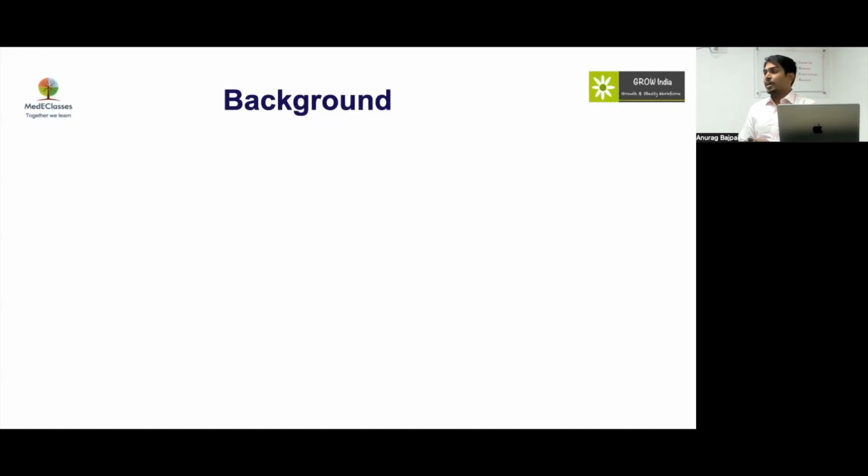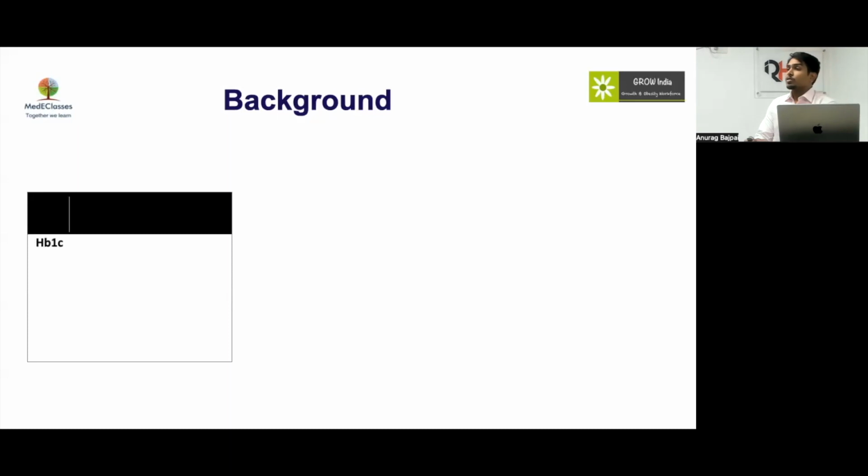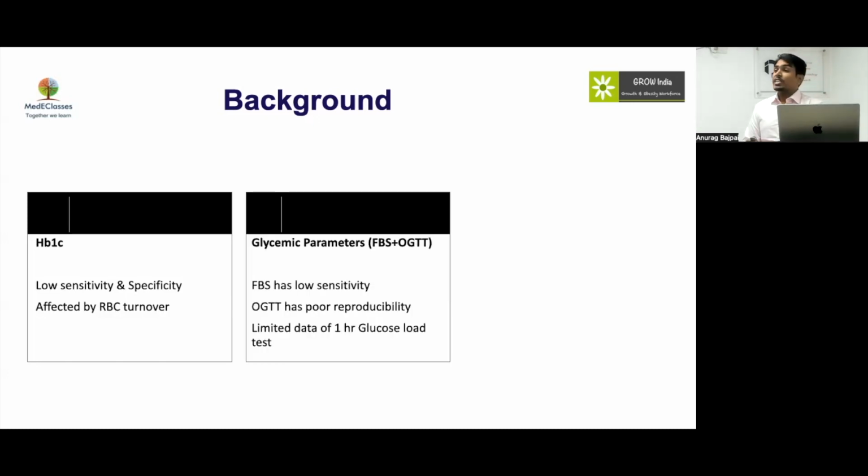Starting with the background of the study, to pick up dysglycemia in the obese child, in India we now use 3 main parameters: HbA1c, fasting blood sugar, and OGTT. All 3 criteria have drawbacks and positive points. What are the positive points of HbA1c? HbA1c is easy to do and there is no need for fasting, but it has low sensitivity and specificity in children, and it is affected by RBC turnover. So whenever a child has a hemoglobinopathy, the HbA1c has no value.